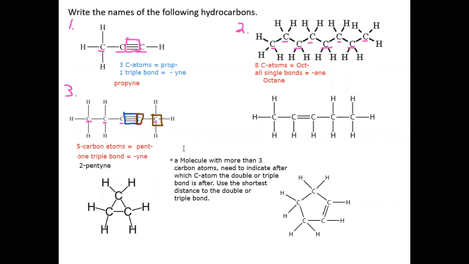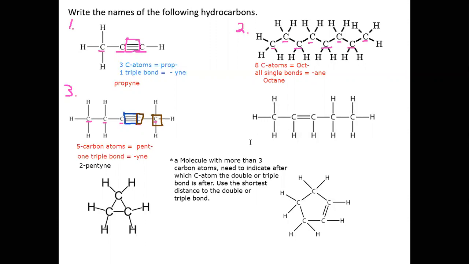So you have to include after which carbon the double or triple bond comes after. So 2-pentene is different than 1-pentene. They have different chemical and physical properties. Now, there's no such thing as 3-pentene, because 3-pentene is actually 2-pentene, because you have to go the shortest direction. So you can have 1-pentene or 2-pentene.